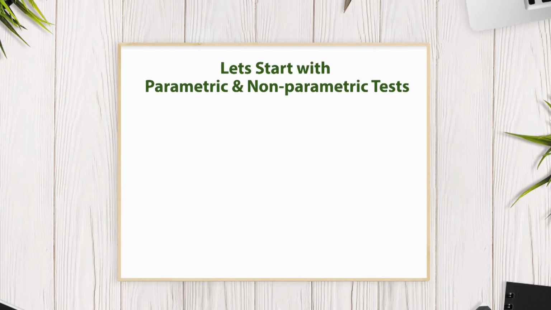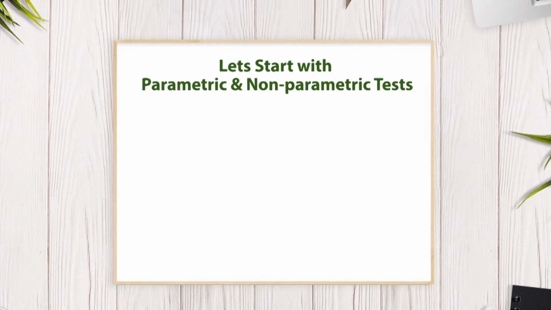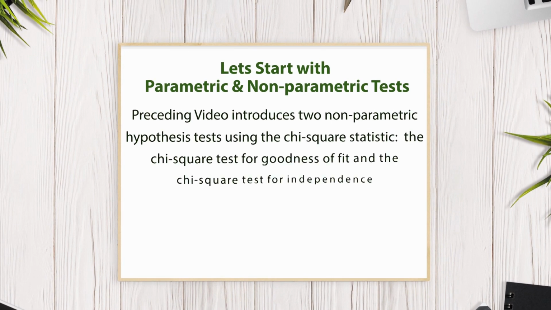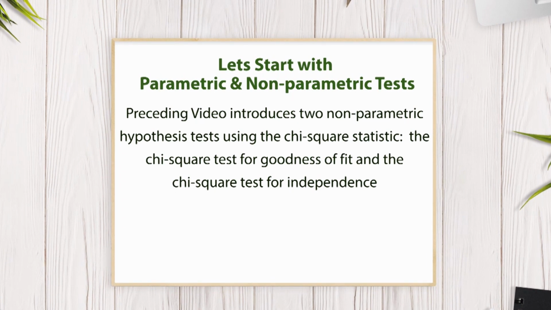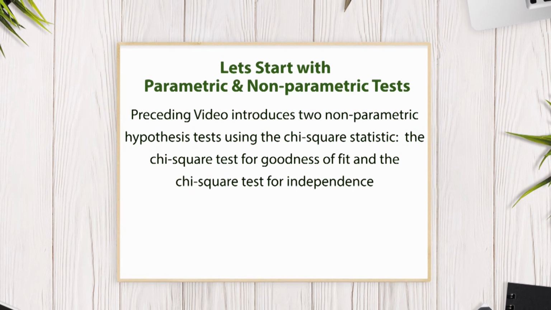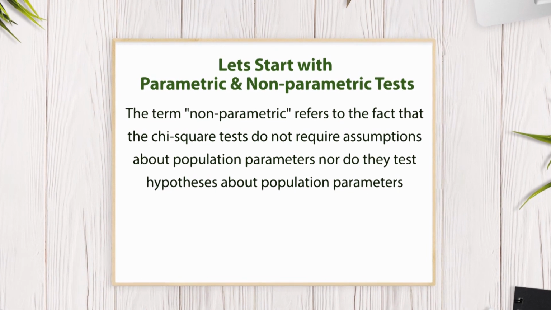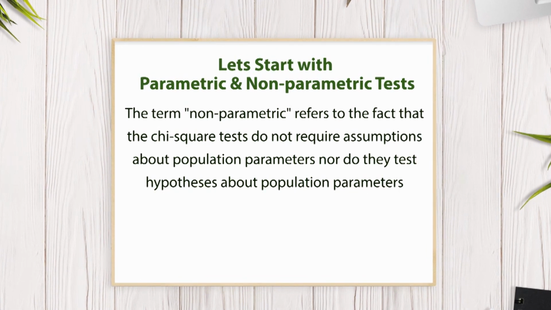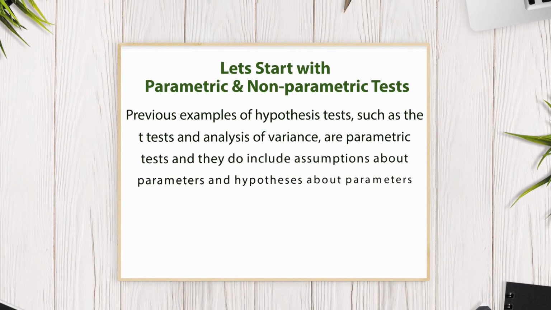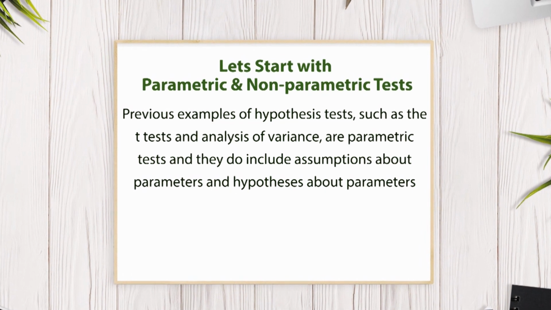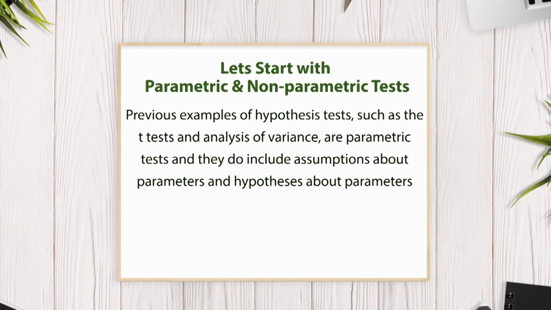Let's start with non-parametric and parametric tests. We had an elaborate session on parametric and non-parametric tests, and the preceding video introduced two non-parametric hypothesis tests using the chi-square statistic: the chi-square test for goodness of fit and the chi-square test for independence. The term non-parametric refers to the fact that chi-square tests do not require assumptions about population parameters, nor do they test hypotheses about population parameters. Previous examples of hypothesis tests, such as the t-test and analysis of variance, are parametric tests, and they do include assumptions and hypotheses about parameters.